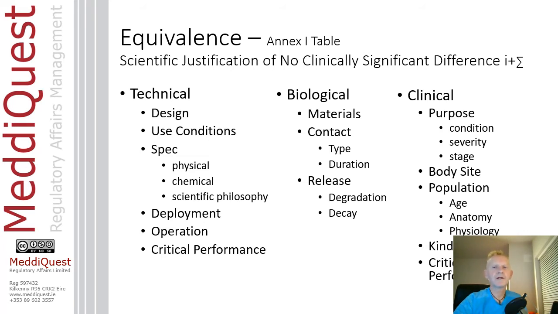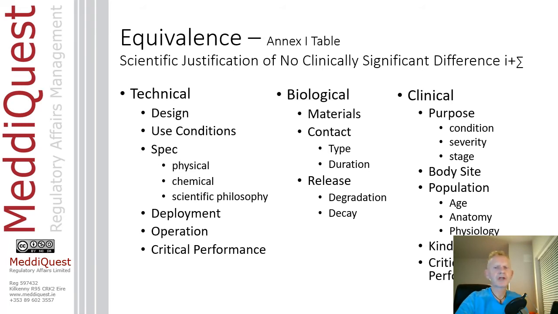Then we look at the clinical side of things. What's the purpose? What condition or illness are we trying to treat? What's the severity? What's the stage of this illness where we're trying to treat somebody? What's the site on the body? What's the patient population? What are the demographics, age, anatomy, physiology? What are the kind of users?